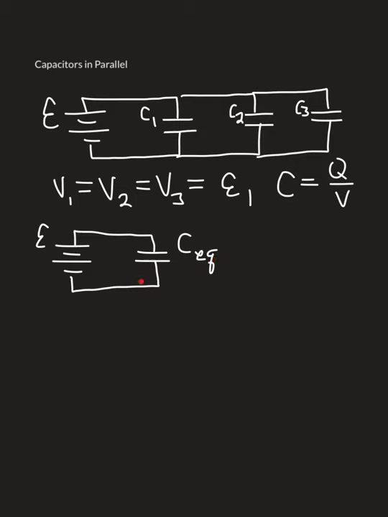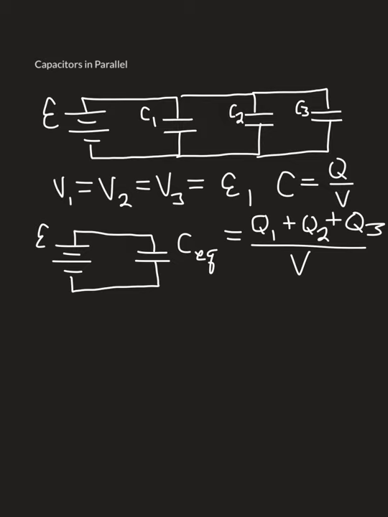This equivalent capacitor will have the same potential difference as the battery, which is the same as all of these capacitors. The charge, however, on the plates will be equal to the total amount of charge in the capacitor network, so the sum of all the charges. So this equivalent capacitor has a capacitance equal to the sum of all the charges divided by the voltage.